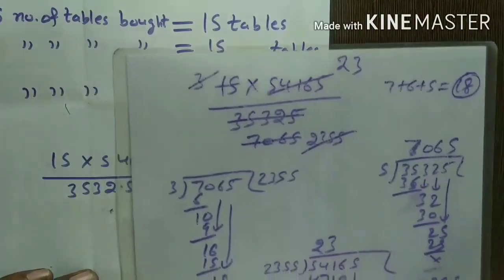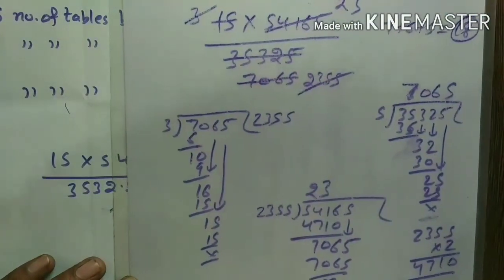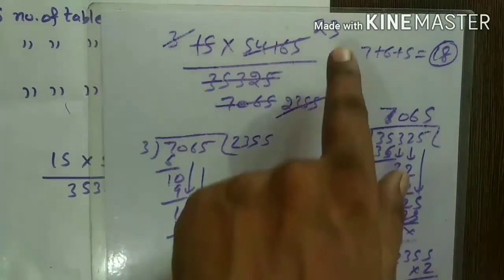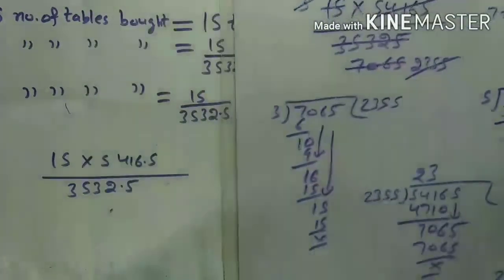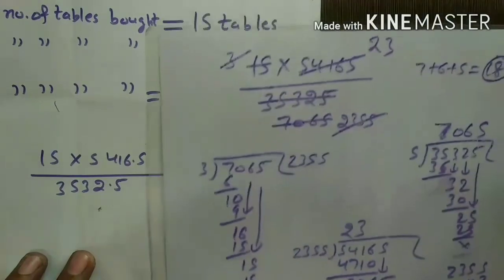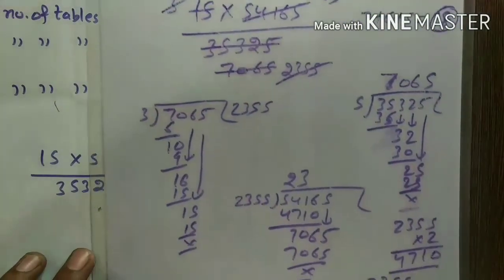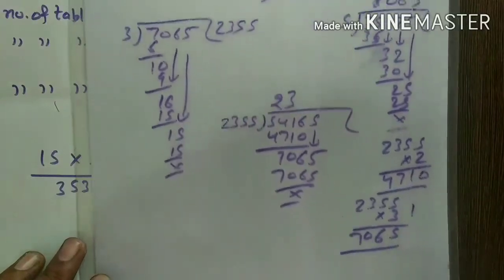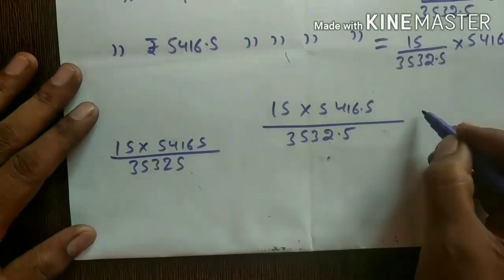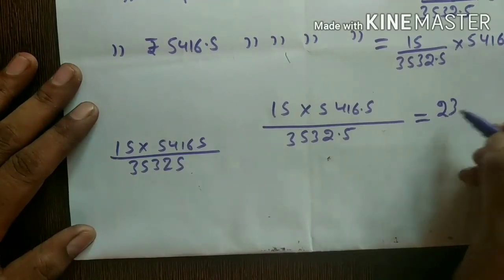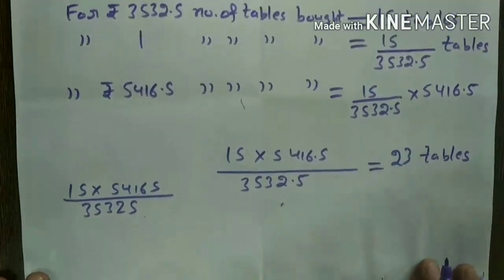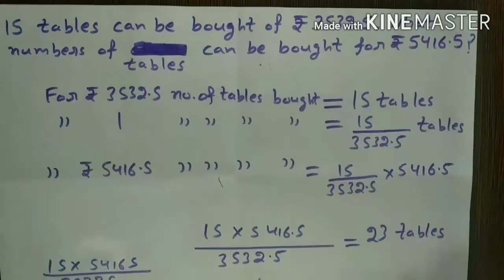So student, here you will see your division skills are required to find the actual answer. So what is my answer? That is 23. I will not write all these calculations in my solution part, and just for your convenience I have done this to avoid any confusion. Now I will write that my answer is 23 tables. Student, in this way we have solved this question.